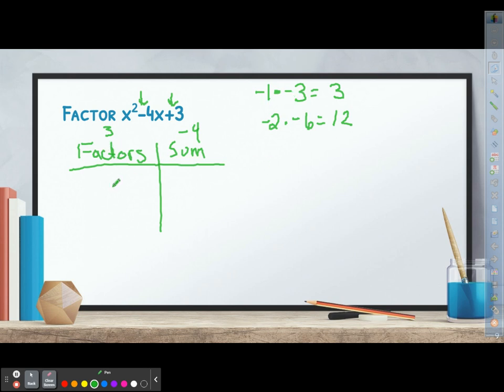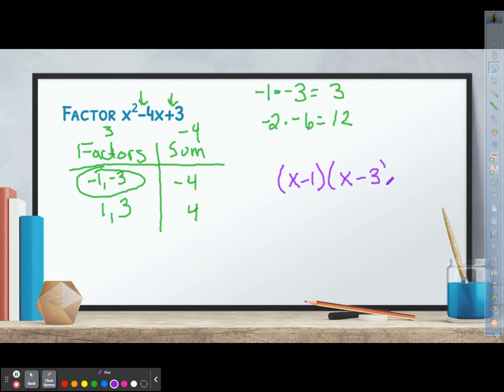So factors of 3, you've got negative 1 and negative 3, and positive 1 and positive 3. Well, 1 plus 3 is 4, and negative 1 plus negative 3 is negative 4. And you want it to be negative 4. So I would have to use negative 1 and negative 3. So my factored form would be x minus 1 times x minus 3. That would be in factored form.